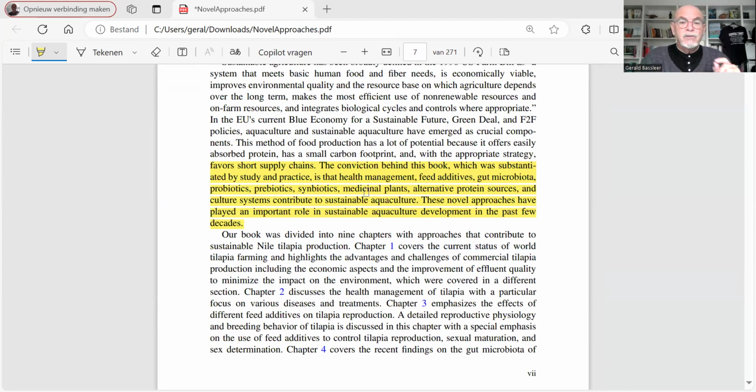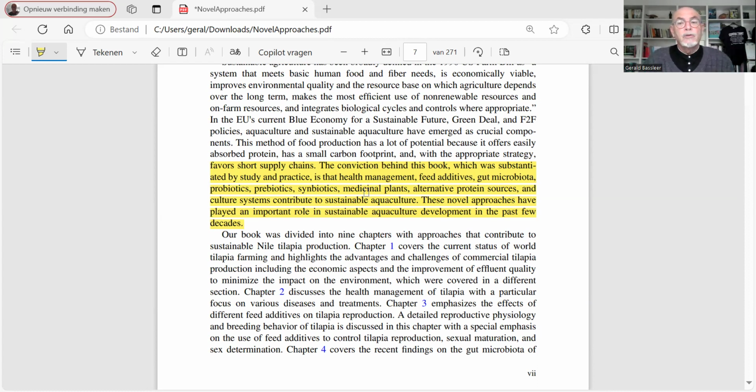The conviction behind this book, which was substantiated by study and practice, is that health management and feed additives, the gut microbiota, the probiotics, the prebiotics, the symbiotics, medicinal plants, and alternative protein sources and culture systems contribute to sustainable aquaculture. That means aquaculture that helps you to be beneficial and be proactive. And these novel approaches have played an important role in sustainable aquaculture development in the past few decades.